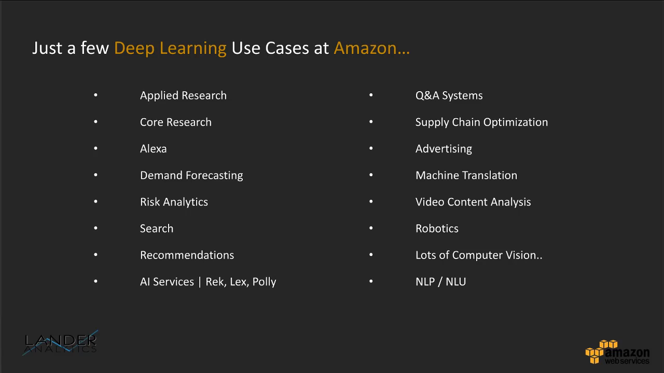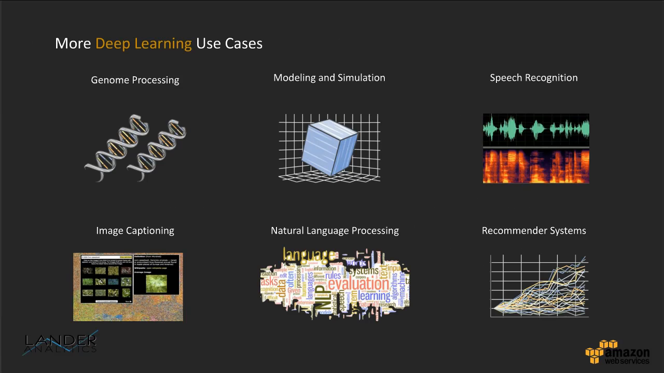So these are a few use cases of deep learning at Amazon. We use deep learning for applied research, core research, advertising, machine translation, robotics, and then a lot of computer vision with natural language processing and natural language understanding. There's a lot of deep learning happening at Amazon, and our customers on Amazon Web Services use deep learning for genomic processing, modeling and simulation, recommender systems, and natural language processing.